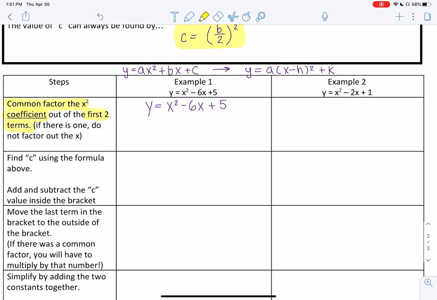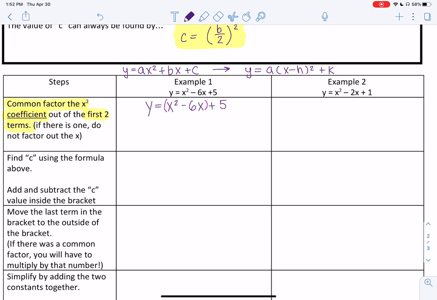So if there's a 1, do not factor out the x. What we're going to do is just put brackets around these first two terms. If there is a number in front of the x squared, we will common factor that out. For all of our examples in this lesson, we won't have a number there, but we will next lesson. So just bear with me with that step for right now. It will make more sense in our next lesson. So that's the first thing: put brackets around those first two terms.